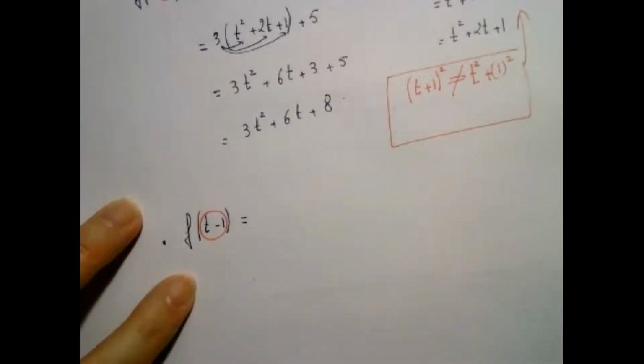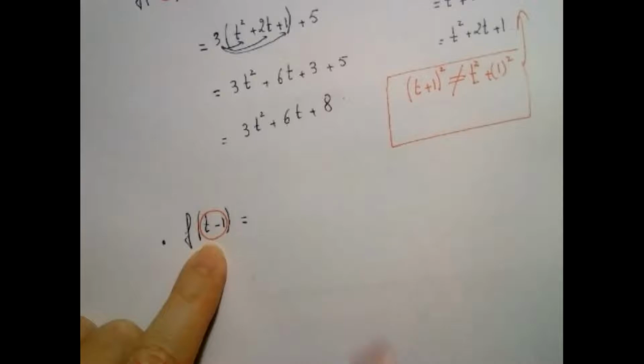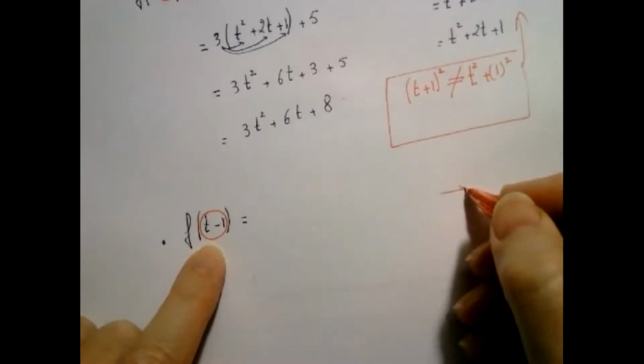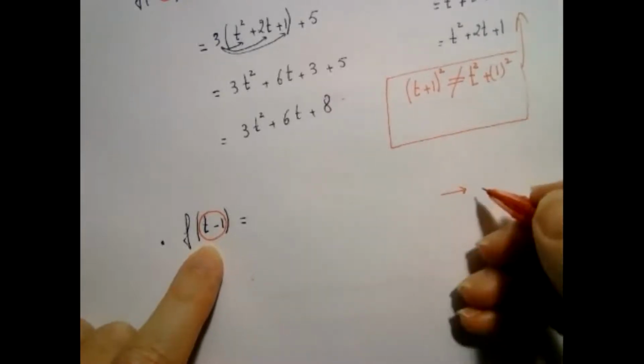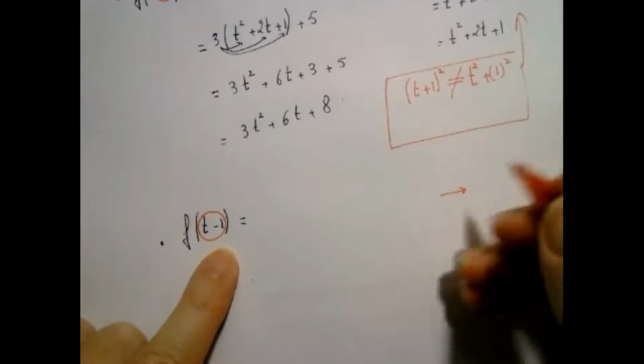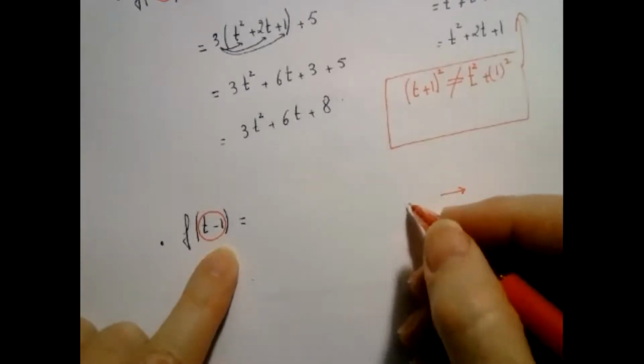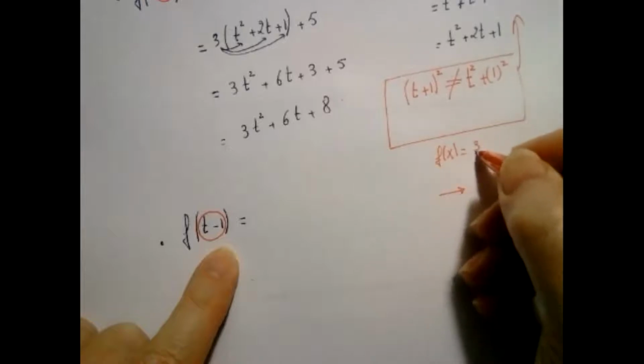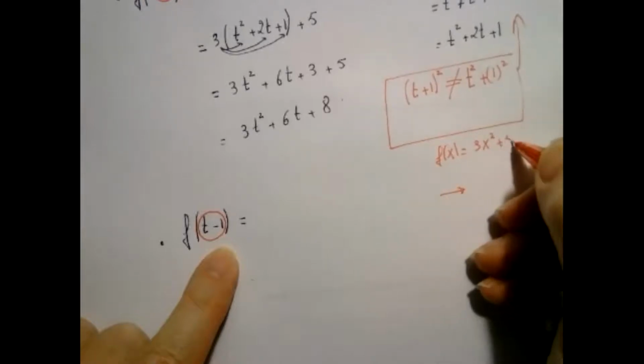T minus 1. Okay, what does the function do to an input? Where does it send it? Are you... I'm not too sure. What does it send it to? So that's the rule. Let us analyze it one more time.